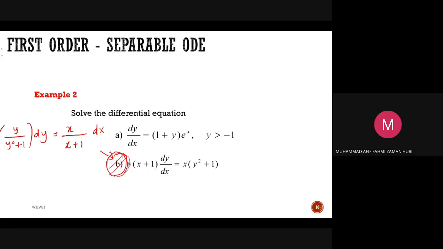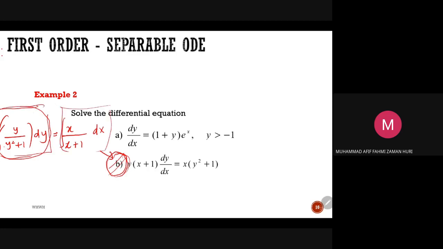Okay, so for this one, y over y square plus 1 dy, and on your right hand side, x over x plus 1 dx. Meaning to say, for this you need to integrate both sides, right? What method do you use, class? I want to know. Separable, yes, correct. To solve this, there are two integrations that you need to solve.